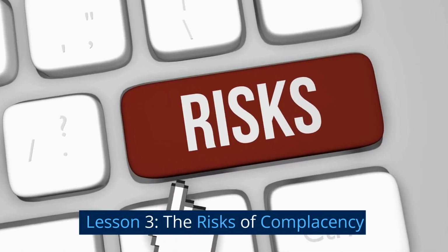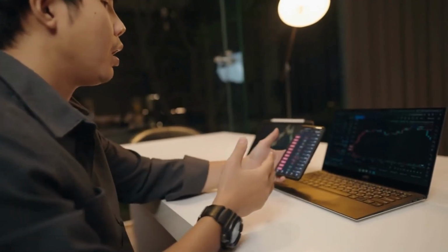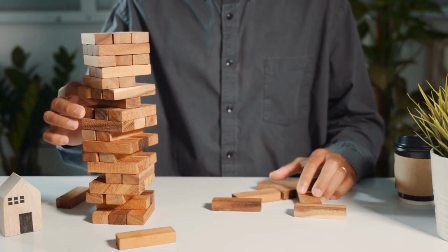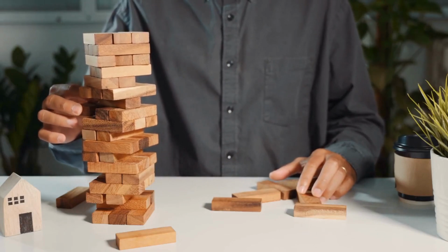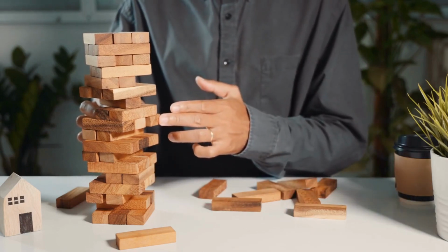Lesson 3. The risks of complacency. A third lesson from The Innovator's Dilemma is the risk of complacency. Companies that become too comfortable with their success may be blind to the potential for disruptive innovation, leaving them vulnerable to being overtaken by upstart competitors.